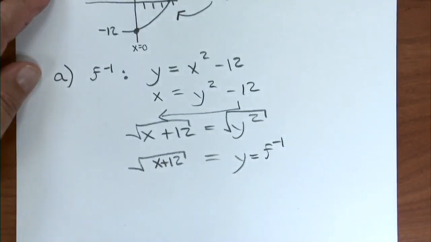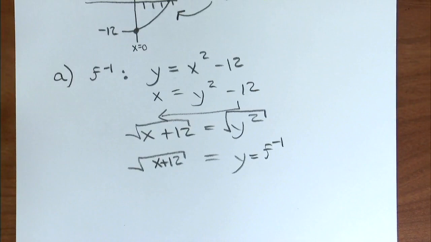Okay, now what else do we have to do? So we did part A. The graph, we're almost done. We have the original on there, and we are now going to put the inverse on there. Use interval notation to find the domain and range of f and of the inverse.